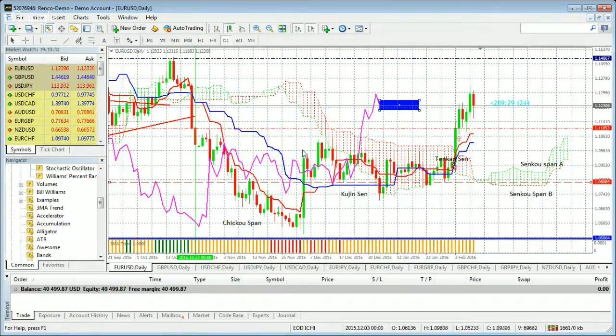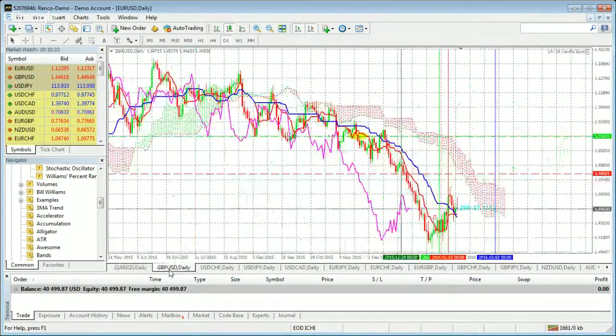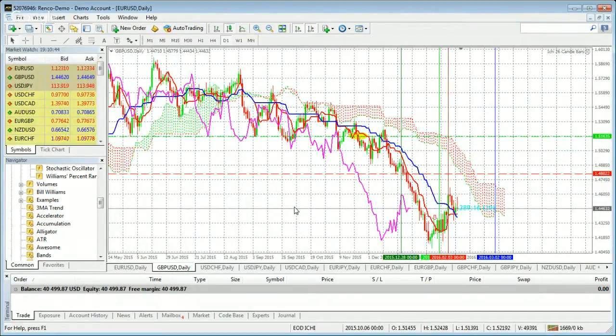Let's look at the next one. Next one is the pound US dollar. With this one, remember that I said we were waiting for something a little bit more solid in terms of a signal. What I said is we're most likely going to get a Kujin break, in other words price breaking Kujin, or a Tenkan Kujin-sen cross into the downwards direction.